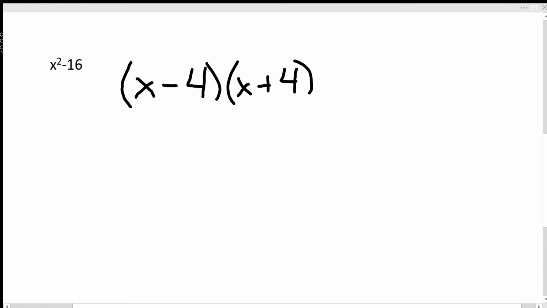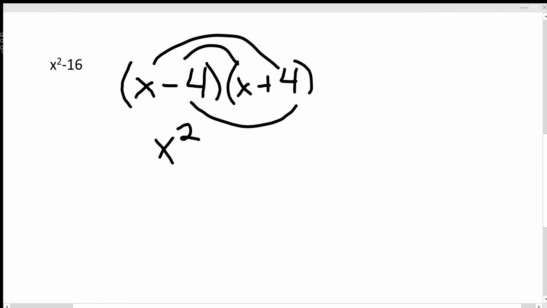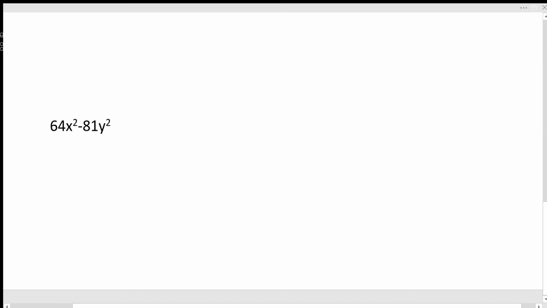We can see if we multiply that out, x times our x is x squared. And like we saw in the other example, our negative 4x and our positive 4x will cancel out. And last of all, negative 4 times 4 is negative 16. So we can see that this is indeed the correct factoring. Alright, let's do one more example.